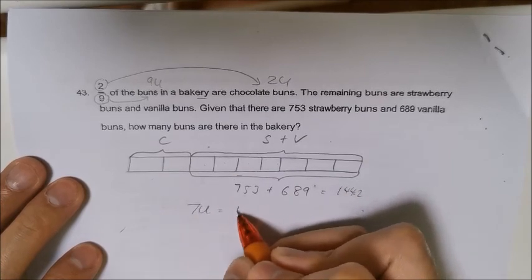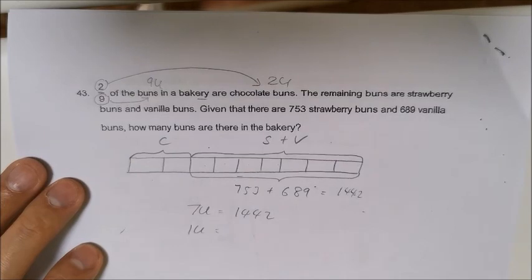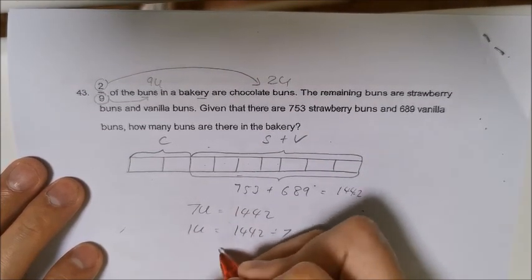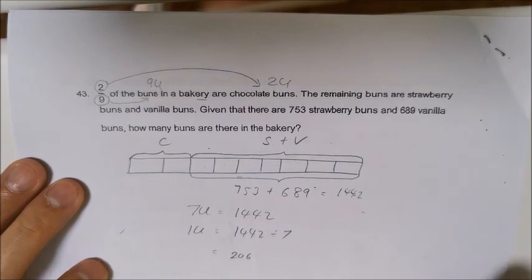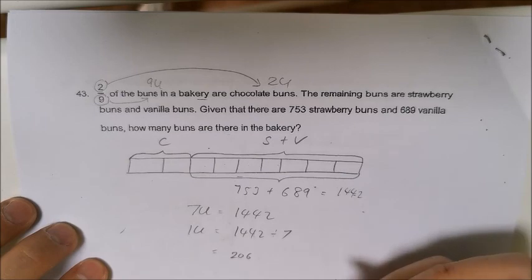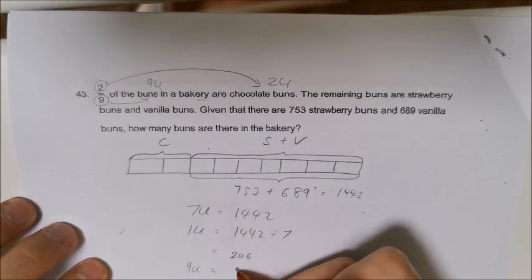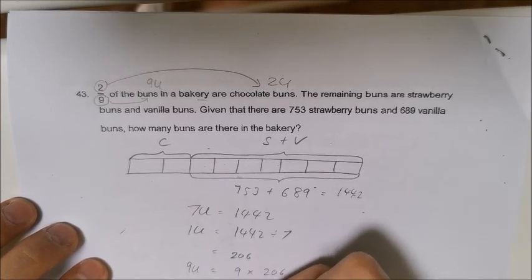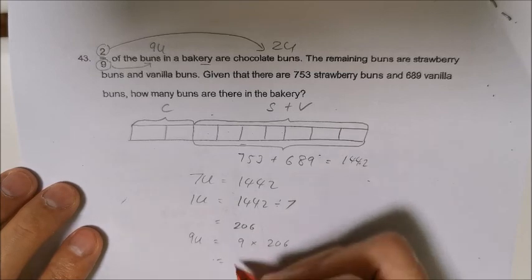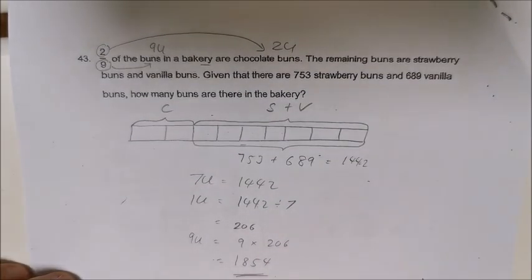7 units gives us 1442. So 1 unit will be 206. Okay, so how many buns are there in the bakery? Basically we need to find 9 units. So 9 units equals 9 times 206. Okay, 9 times 206, I will get an answer of 1854. Okay, that will be the total number of buns.